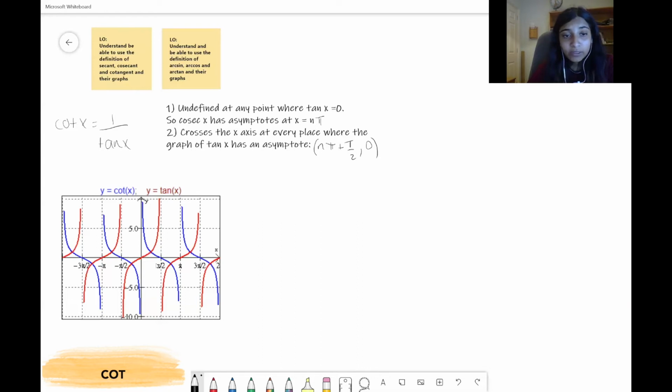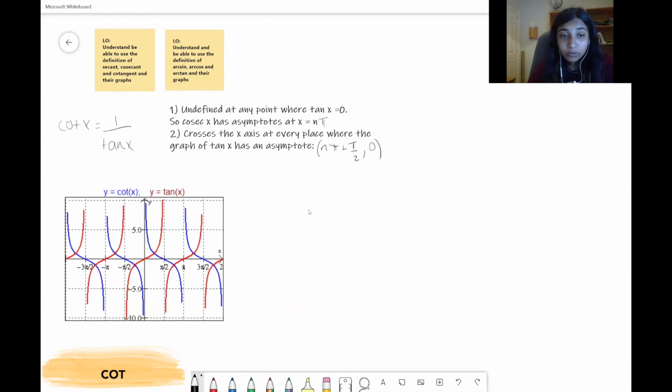So for example, if n equals 0, you'll get pi over 2. So 0 plus pi over 2. And then when you have n equals 1 here, for 3 pi over 2, that's just pi plus pi over 2. So just remember those two main points, and then you could just join your points together as you would do a normal tan graph, and then you would get y equals cot x. So it's just quite simple.